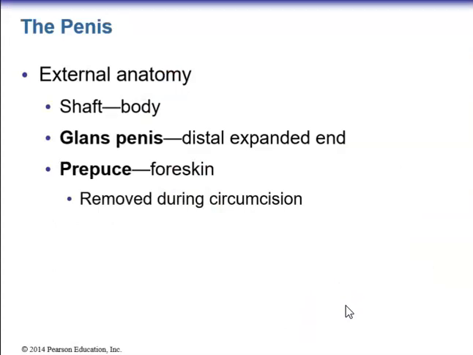So the penis is part of the male external anatomy. There are different parts to the penis. There is the shaft that makes up the body of the penis, and then there's the glans penis, which is that distal expanded end. The prepuce is also known as the foreskin of the penis, and this is the structure that is removed during circumcision.